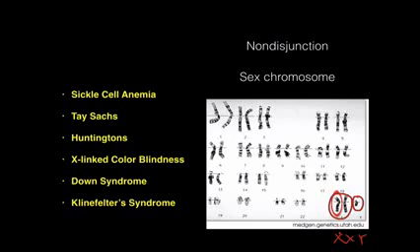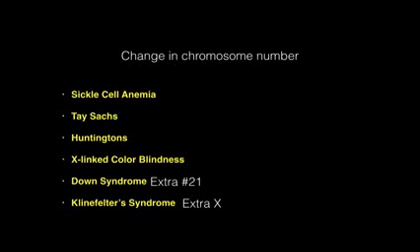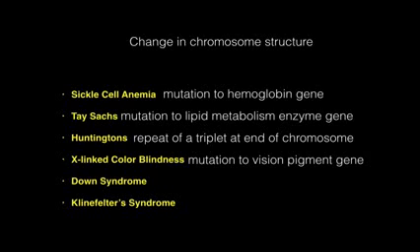You can always look it up if you'd like, but Klinefelter syndrome only affects males because they have the Y chromosome. There's no such thing as a Klinefelter female. All right, so changes to chromosome number would include Down syndrome and Klinefelter syndrome. And to sum it up, changes to chromosome structure would include sickle cell anemia, Tay-Sachs, Huntington's, and the X-linked colorblindness because they're all caused by mutations or changes to information on the chromosomes.